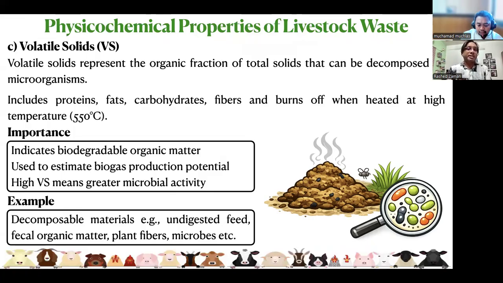It is used to estimate biogas production potential because organic matter is the main source of methane during anaerobic digestion. And high volatile solids means greater microbial activity, because in case of high volatile solids, more organic matter is present in the waste, and that ultimately increases the activity of the microorganisms. Examples of volatile solids are undigested feed materials, fecal organic matter, plant fibers, microbes, plant pigments, etc.